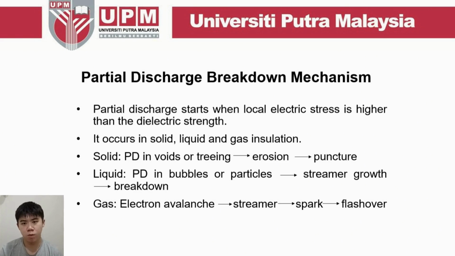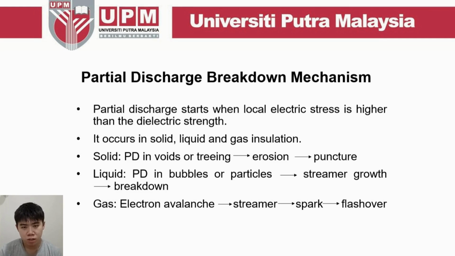The partial discharge starts when the local electric stress exceeds the insulation strength, and it can happen in solid, liquid, and gas insulation. In solid insulation, partial discharge occurs in voids, and repeated partial discharge activity causes erosion and leads to electrical treeing and results in puncture. In liquid insulation, partial discharge happens in bubbles or particles. Repeated activity will form streamer growth in the liquid, and a conductive path is created, leading to breakdown.